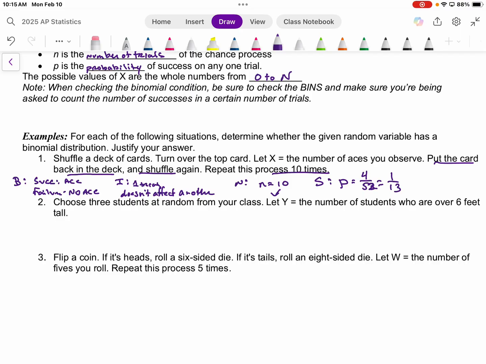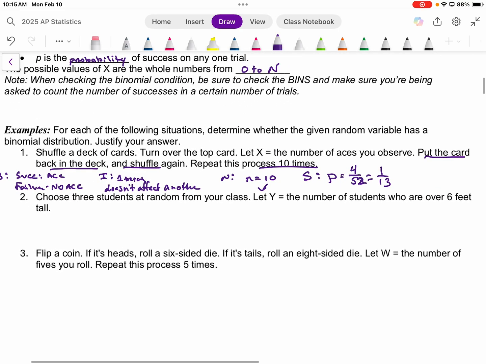So next example, choose 3 students at random from your class. Let Y be the number of students who are over 6 feet tall. So I'm choosing 3 students at random, and we're trying to find the probability of the number of students who are over 6 feet tall. So binary: a success would be 6 feet tall. A failure, not 6 feet tall.